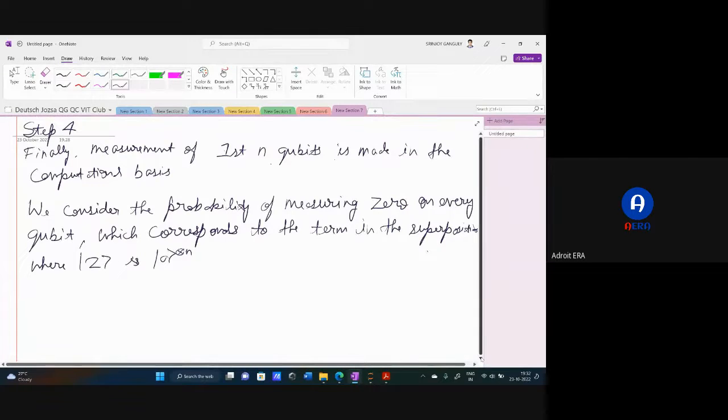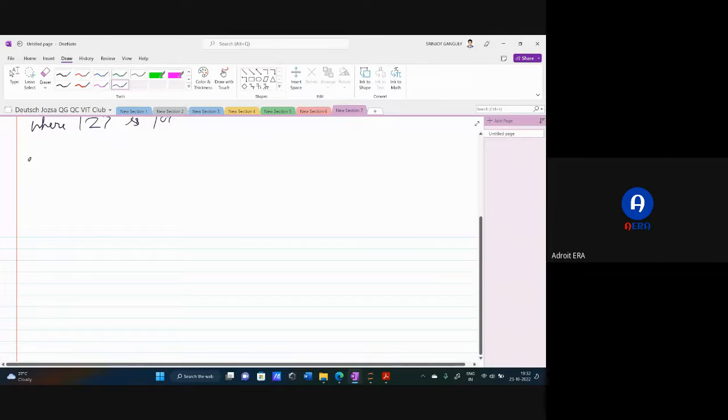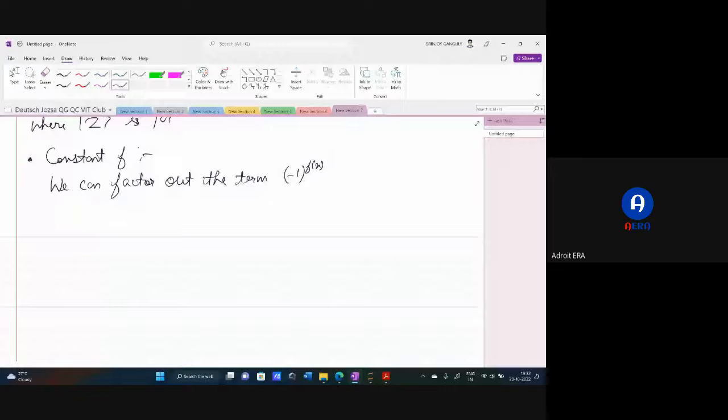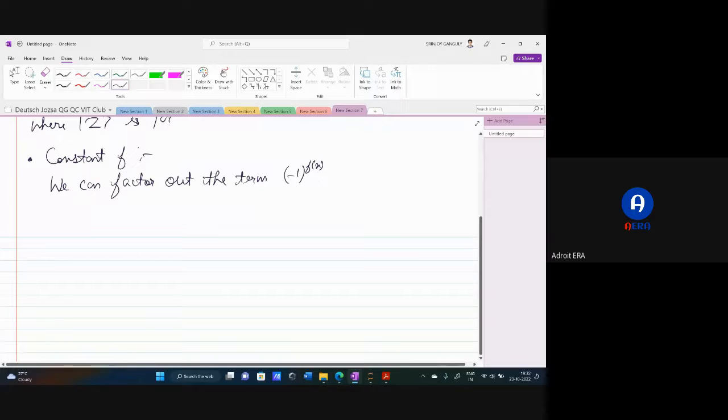Let us say we have constant f. Now for constant f, we can factor out the term -1 to the power f(x). Why? Because it is a constant function, and a constant is a constant. You can consider -1 to the power f(x) something like a capital C. Whenever we do calculations, we take out all the constants and only deal with the variables. In a balanced function you won't be able to do this, which we will also see, but here we can factor it out.